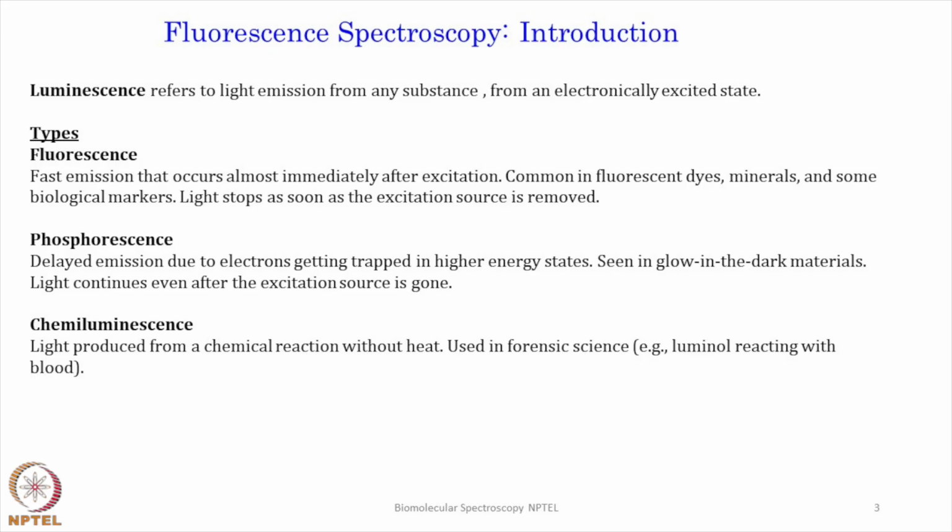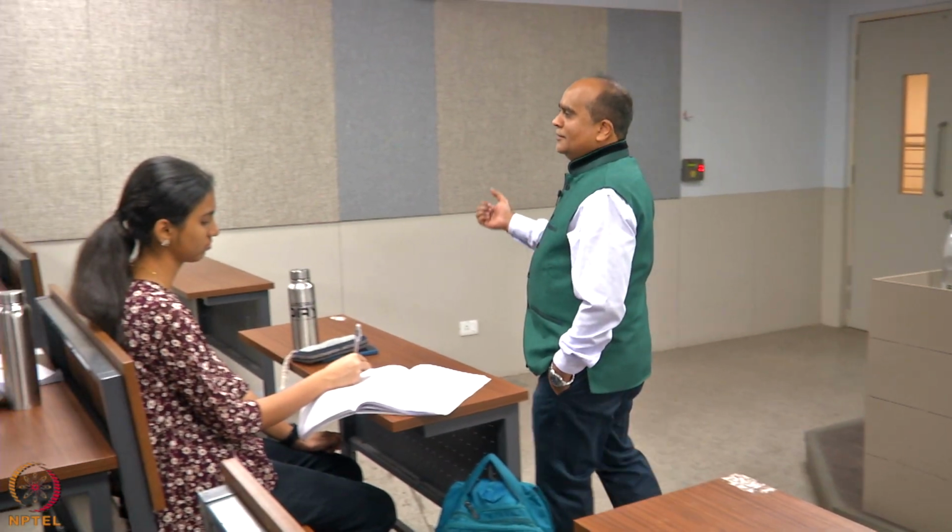Then there is something called chemiluminescence, light produced from a chemical reaction, right. Something is reacting, it produces light, there is no heat; a chemical reaction, light produced, that is chemiluminescence. You can use this in forensic science, like luminol reacting with blood, you can find it out. In forensic science, when a crime has happened and blood has fallen, you can find it using chemiluminescence. You add some chemical, some light is coming, and you can find out what is happening.